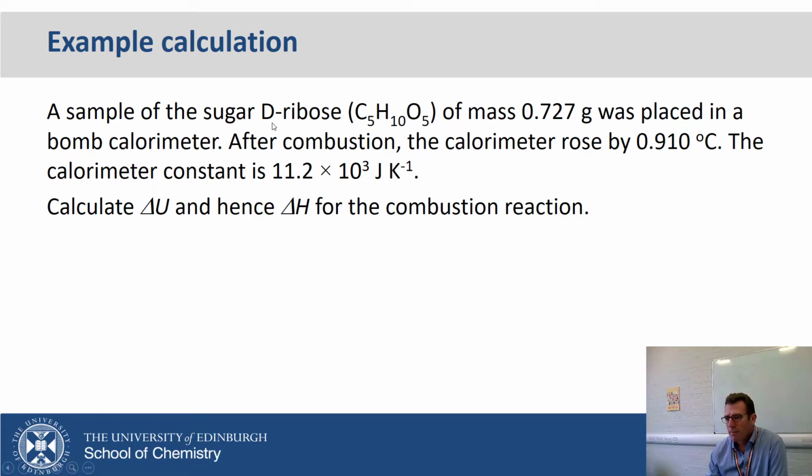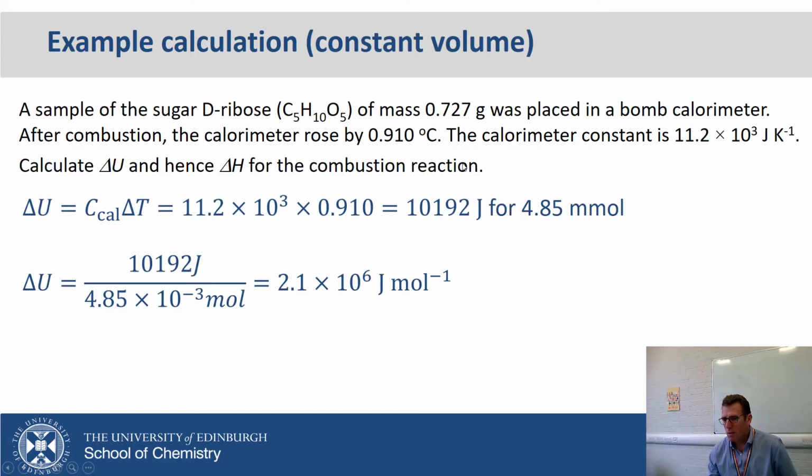So here we have a sample of sugar. This is a different type of sugar, D-ribose, and we know the mass of it. And a previous experiment has given us the calorimeter constant. So if we know the mass, well, we can work out the number of moles, so we can find out that we know the internal energy will be the calorimeter constant times delta T. So the calorimeter constant is that multiplied by the change in temperature. So we know that this many joules was given off for that many moles, millimoles.